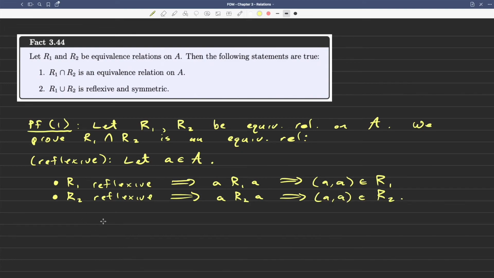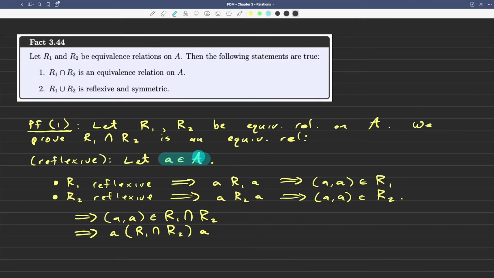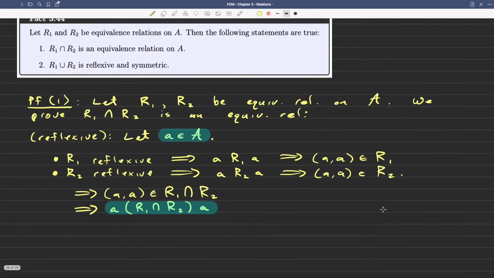These last two facts taken together tell me that A comma A is in R1 intersect R2, right? Because A comma A is in both of those sets. So it's in the intersection. And then that, just using a different notation, tells me that A is related to A by R1 intersect R2. So if you look at the broad strokes of this proof, I started with an arbitrary element, and then I showed that that element is related to itself by the relation that I'm trying to show is reflexive.